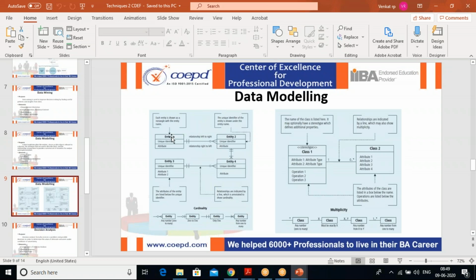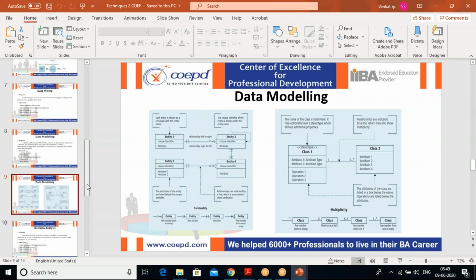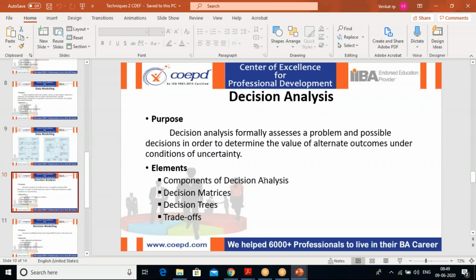We will go through those entity wise, what the data will be here. If you take any process entity wise, how it is carried from one point to another point, how it flows, and class wise and entity wise how it goes, is given through the data modeling. And then we have decision analysis.